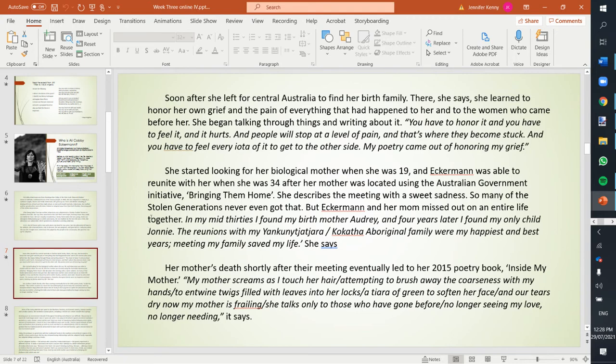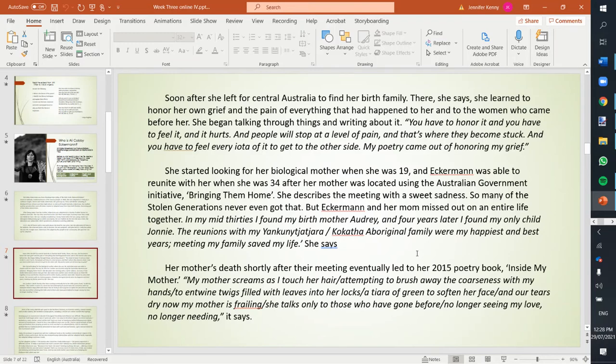In my mid-30s, I found my birth mother, Audrey, and 4 years later I found my only child, Johnny. The reunions with my Yankunytjatjara Kokatha Aboriginal family were my happiest and best years. Meeting my family saved my life, she says. Her mother's death shortly after their meeting eventually led to her 2015 poetry book, Inside My Mother.